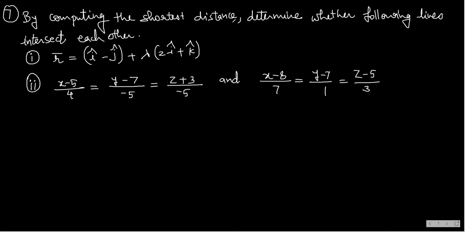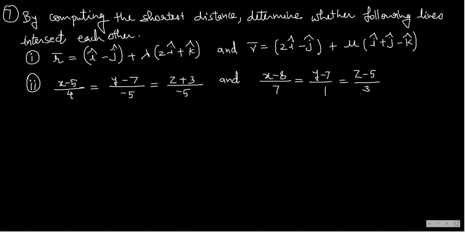Okay, so the first one is: r bar equals i cap minus j cap plus lambda times (2i cap plus k cap), and the second line is r bar equals 2i cap minus j cap plus mu times (i cap plus j cap minus k cap).